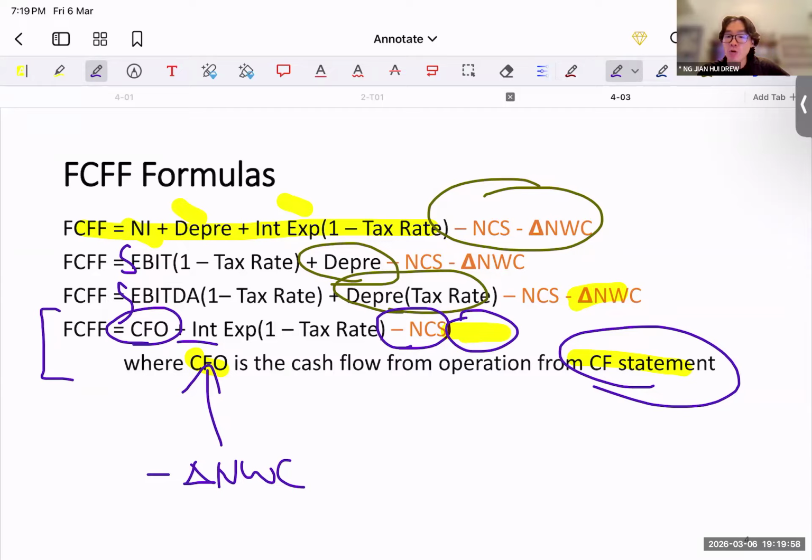So you're right. So the direct and indirect method, there is a difference in terms of the presentation of the operating cash flow. However, there's not going to be a difference in terms of the value of the operating cash flow.